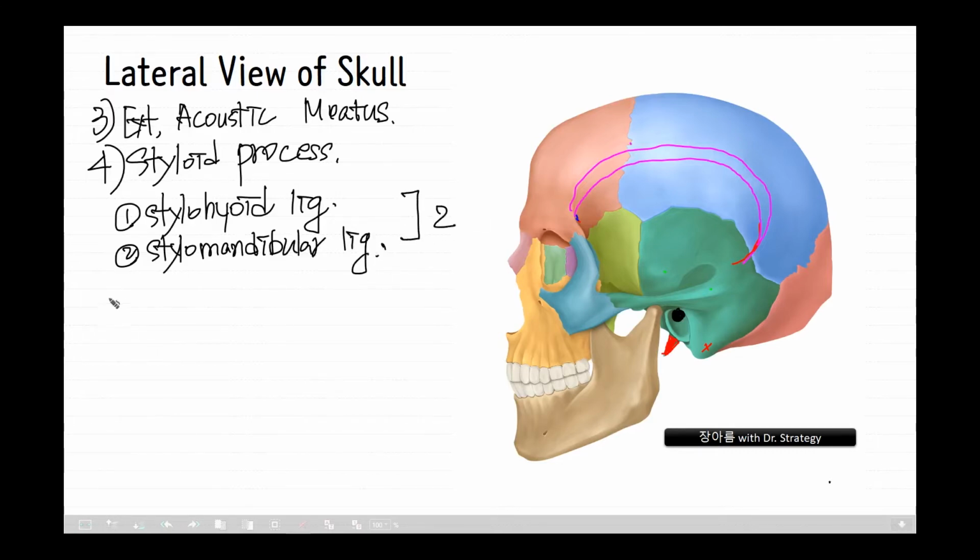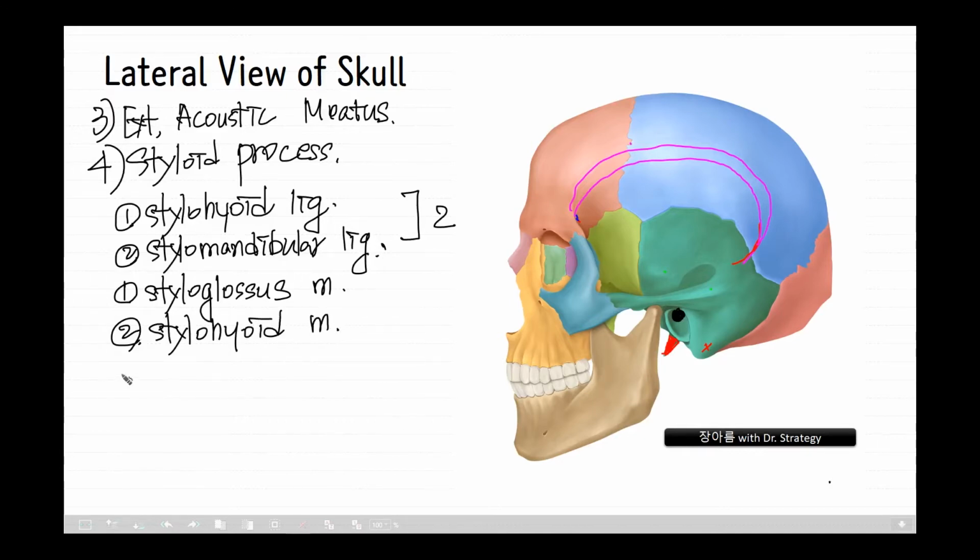These two ligaments and styloglossus, extrinsic muscles of tongue, and stylohyoid muscle, one of suprahyoid muscle, and stylopharyngeus muscle, one of elevator muscles of pharynx. So 2 ligaments and 3 muscles are attached to this process.